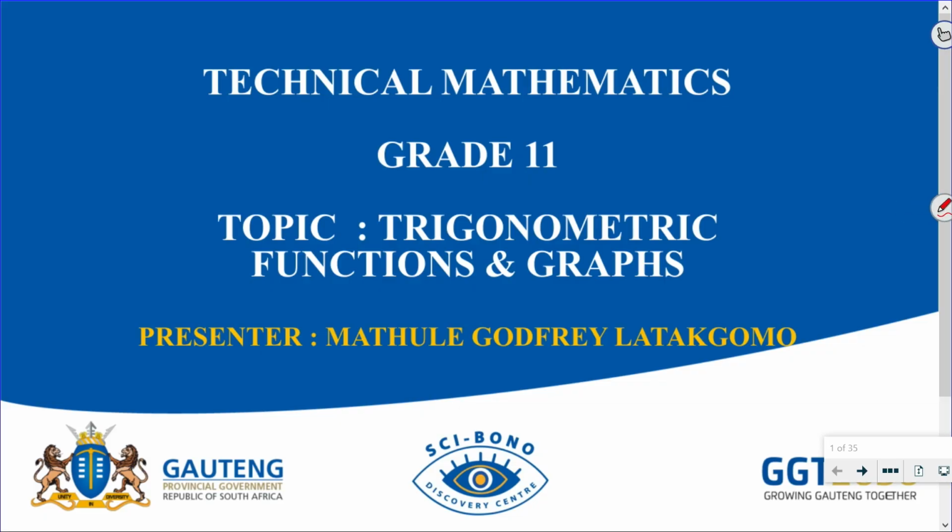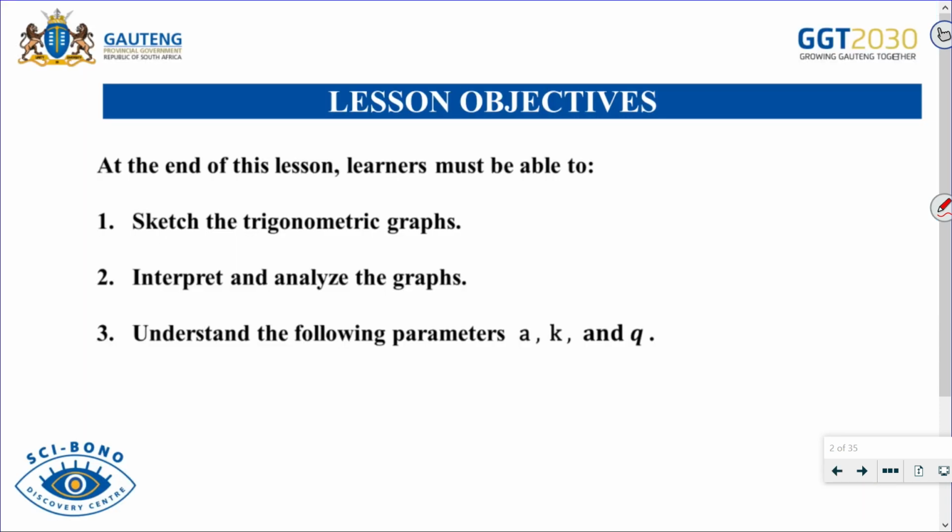Okay, grade 11s. Our topic today is trigonometric functions and graphs. So let's look at our lesson objectives. At the end of this lesson, learners must be able to sketch the trigonometric graphs, interpret and analyze the graphs, and understand the following parameters A, K, and Q.